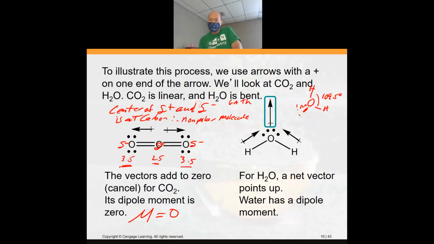All right, and so then we have to see what our electronegativities are. So hydrogen, 2.1, oxygen, 3.5. And so your oxygen is much more electronegative than your hydrogen. And so you point the arrow to the oxygen. So each hydrogen is delta plus. And this oxygen is delta minus.